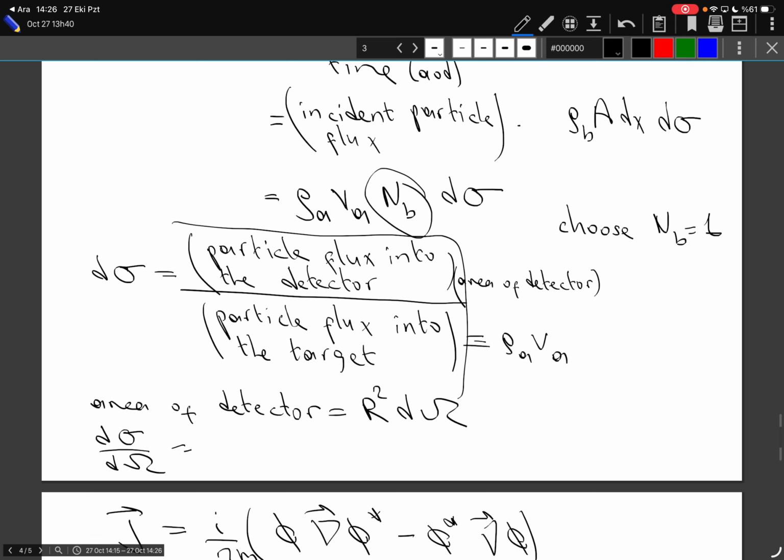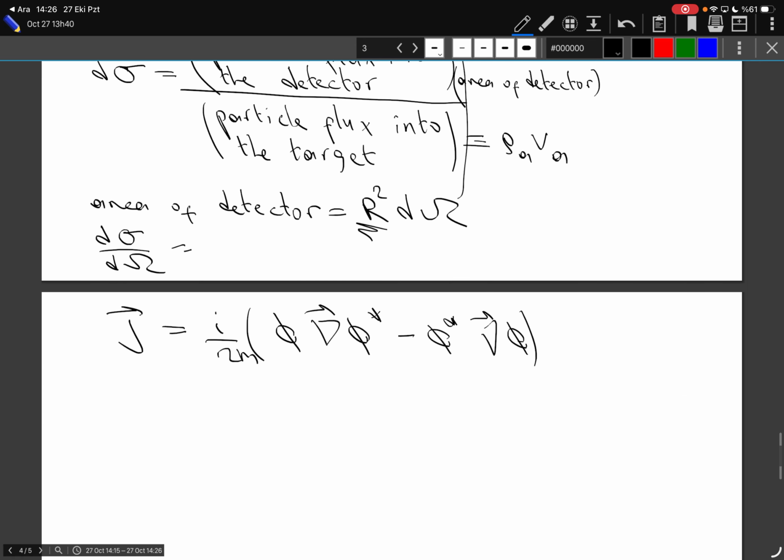Well, that r squared factor is something we want because the flux, if you have a scatterer over here, as you go further away, the flux will drop as 1 over r squared. So that is why we have this r squared. It will cancel that dependence. So that will be the strategy: somehow calculate the flux.